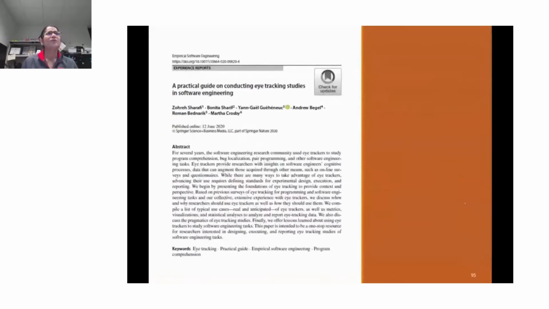But we wrote this paper. It's a practical guide to eye tracking studies in software engineering. It was a joint effort between Zohreh, Andy, Roman, Martha, myself, and Jan. It gives whoever wants to get into the field, if you're looking into getting into eye tracking, please read this paper. Ask me questions. I'm happy to answer questions.